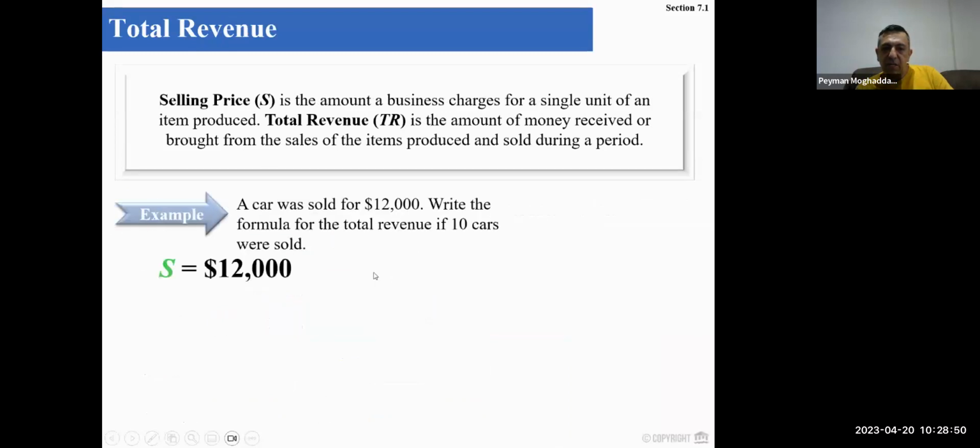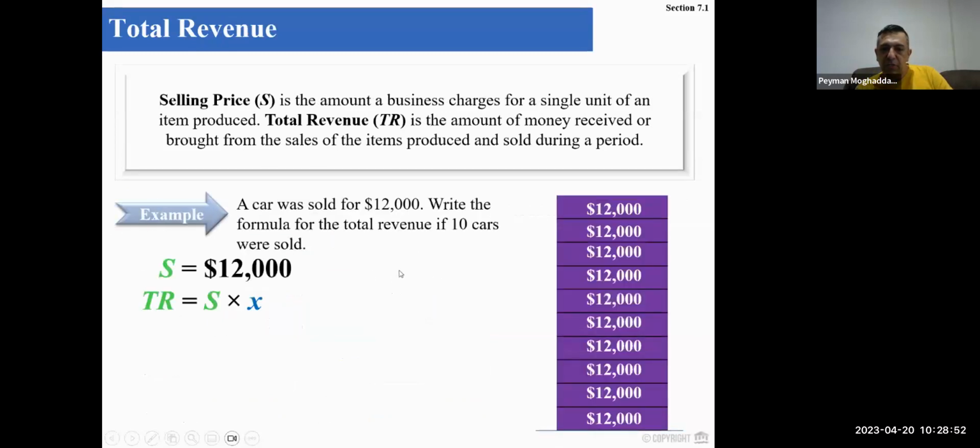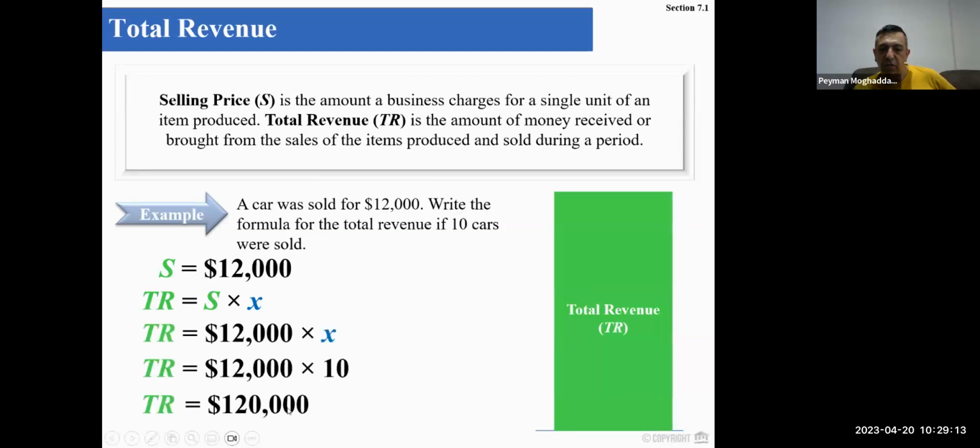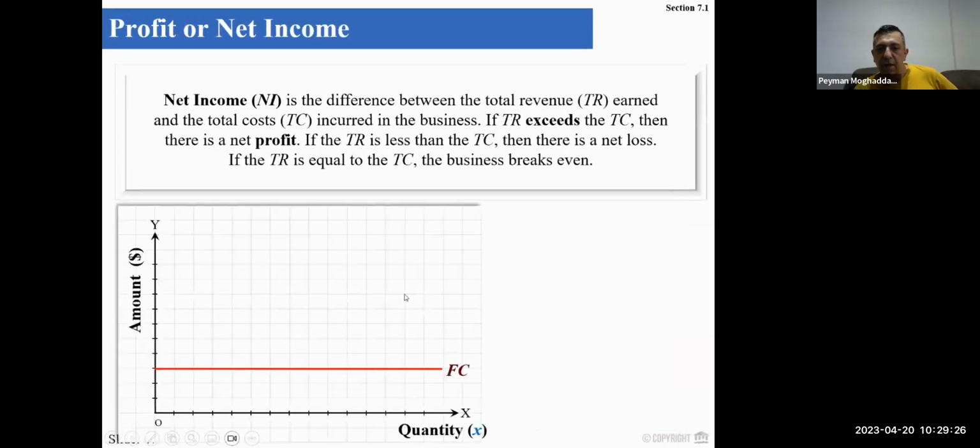And then we also learned the revenue, which is going to be basically selling price multiplied with number of items, right? So selling price in this case is a car was sold for $12,000, right? The formula for total revenue if 10 cars was sold. Okay, so it's sold for $12,000. Number of cars is 10. 10 multiplied by 12,000 is going to be $120,000. That's going to be total revenue for selling those cars. Okay, so selling price multiplied by number of items is going to give you total revenue, and then net income.